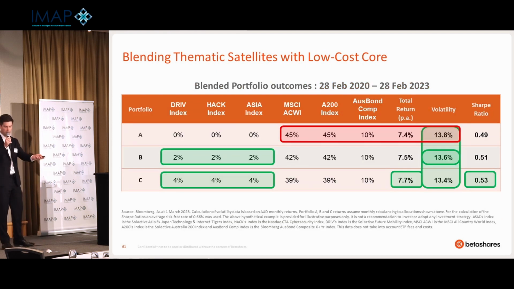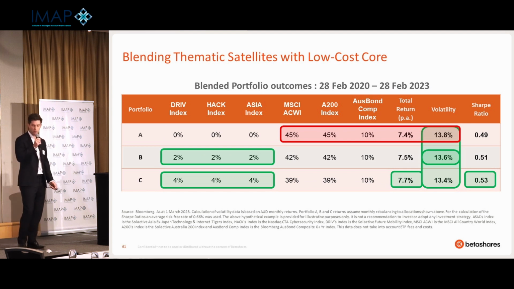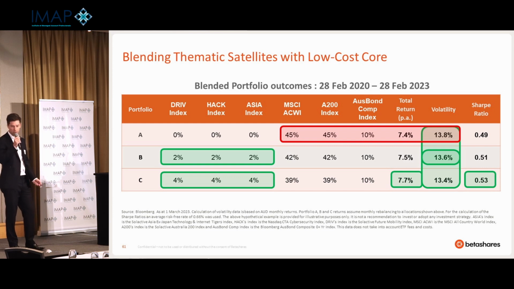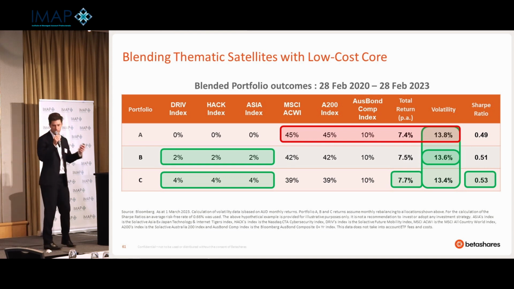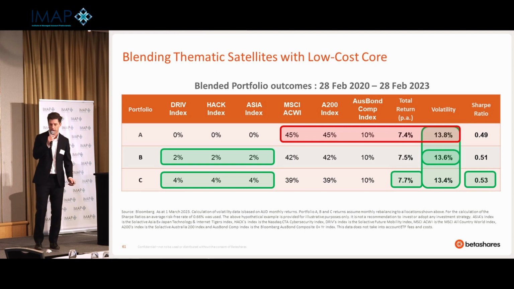Well, the first portfolio I've got here is just your straw man. So I've used just MSCI ACWI, the All Country World Index, A200, which is our Australia 200 index, and then the Ausbond Composite as a bond default there, showing historical returns of 7.4 and volatility of 13.8. Now, if I add just a little bit of 3 of these funds into the portfolio, I don't want to focus too much on the total return, but we can see there that the volatility in fact has dropped. So this is part of the benefit of that theme-specific risk being disconnected from broader market risks.